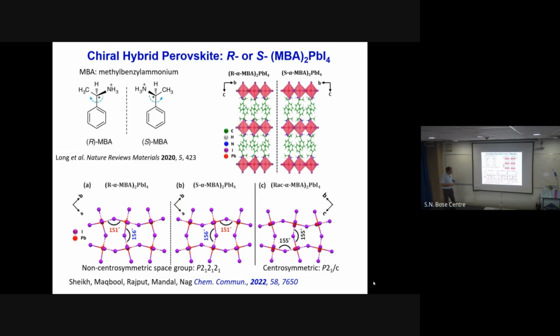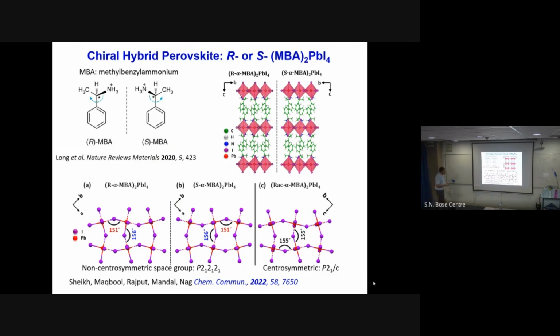And this is the single crystal XRD data only for the inorganic part. So racemic means it's a 50-50 mixture of both R and S. When you have this, we don't. So you can selectively have R or S. We commercially buy it. Organic chemistry people can selectively synthesize it. We are not that good, so we just buy it.